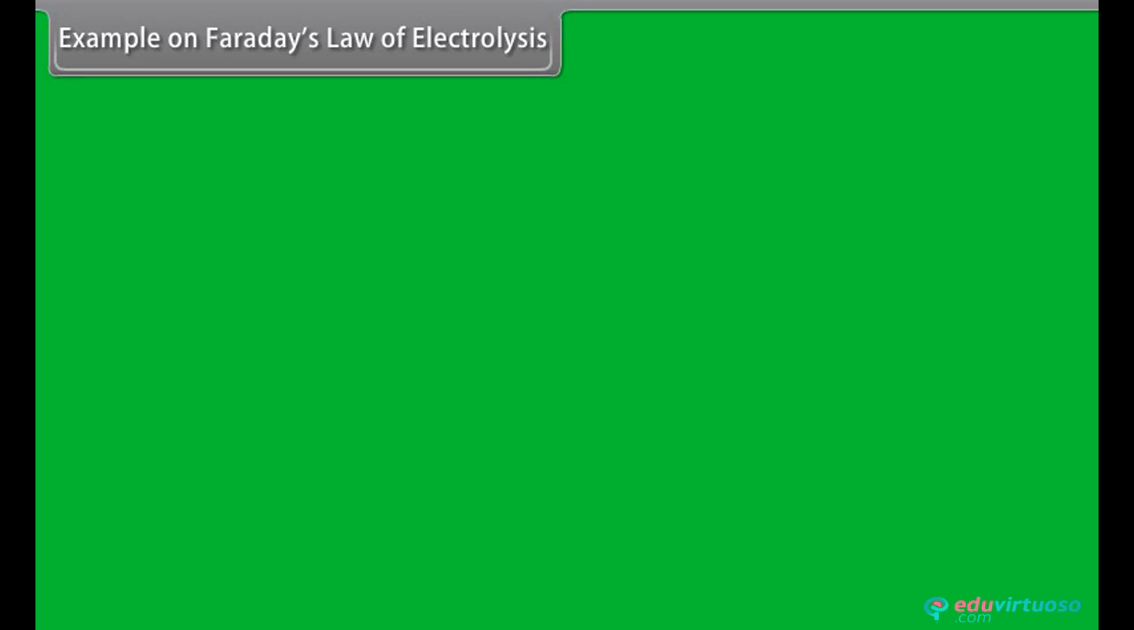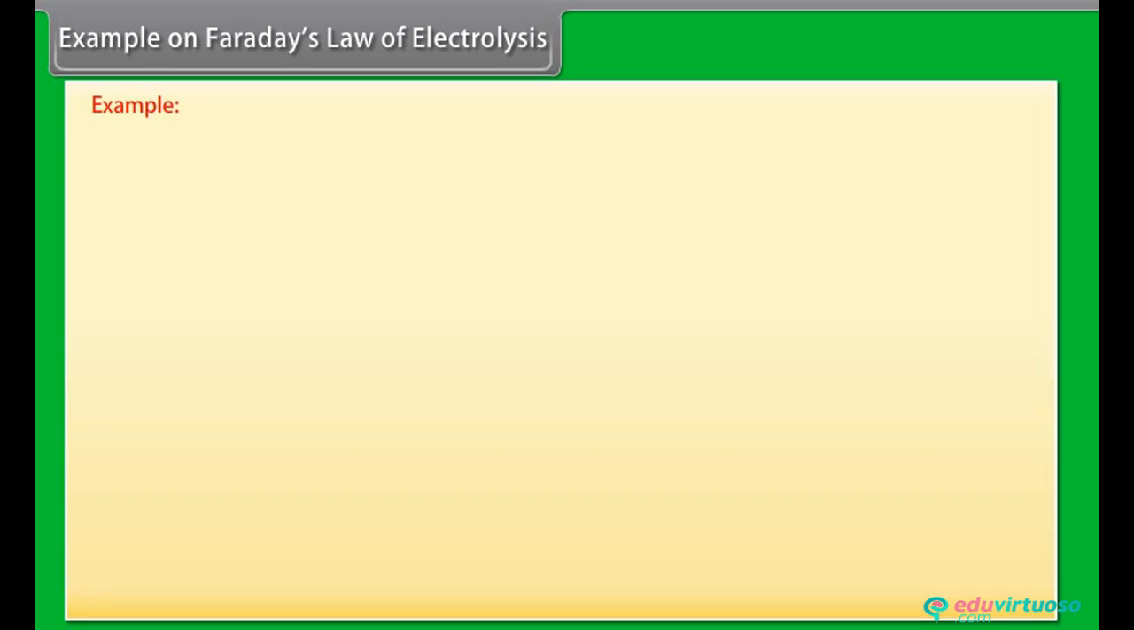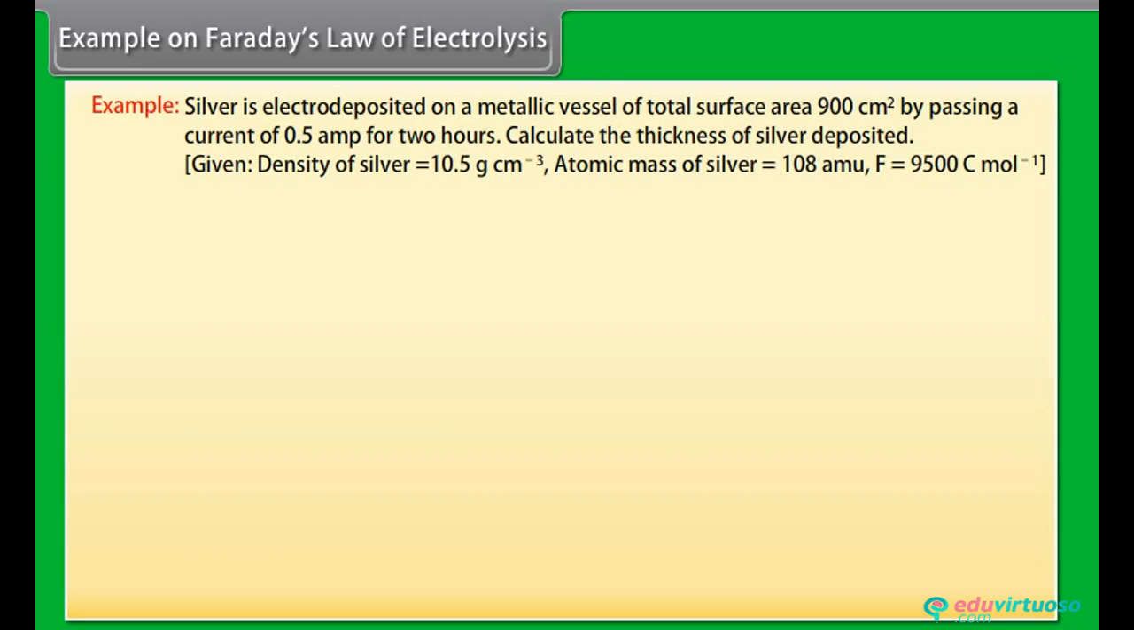Example on Faraday's law of electrolysis. Let's take an example on Faraday's law of electrolysis. Silver is electro-deposited on a metallic vessel of total surface area 900 centimeter square by passing a current of 0.5 ampere for 2 hours.